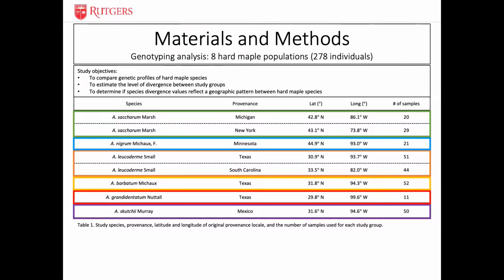We included 2 populations of A. saccharum, one from Michigan and one from New York, 2 populations of Acer leucoderm, one from South Carolina and one from Texas, 1 population of Acer nigrum from Minnesota, 1 population of Acer barbatum from Texas, 1 population of Acer grandidentatum from Texas, and 1 population of Acer schuchii from Mexico.